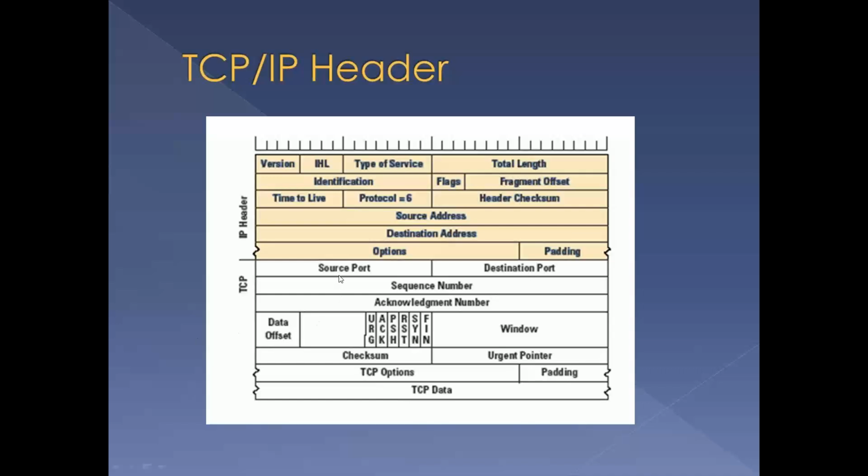65,536 is 2 to the 16th power. Okay, so remember, everything is zeros and ones, right? This is all a base 2 system. So ports are 2 to the 16th. IP addresses are 2 to the 32nd power. That's where 4.3 billion comes from. 2 to the 32nd power is 4.3 billion.